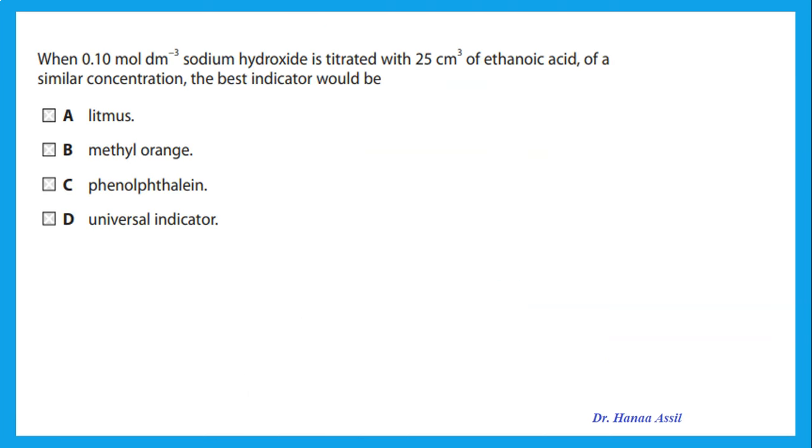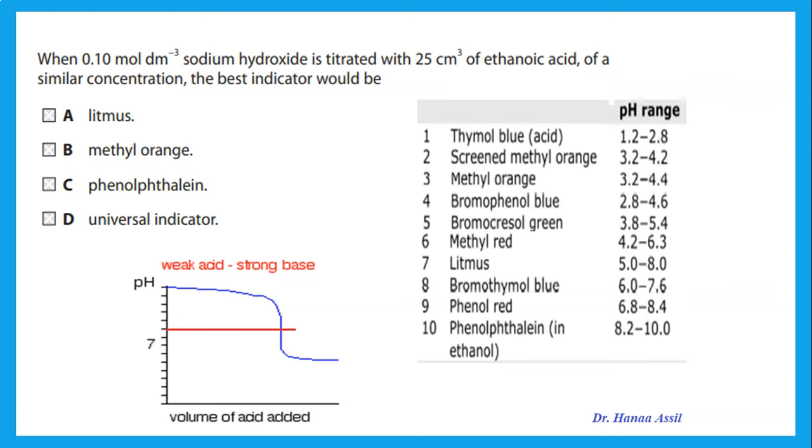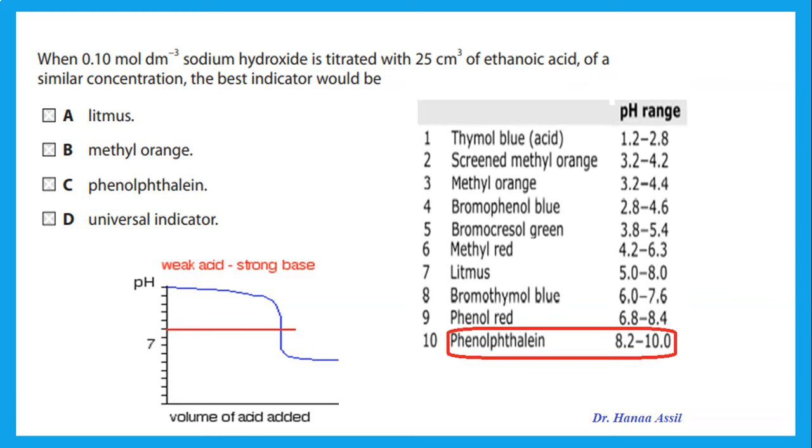So if we say 1.1 mole per decimeter cube sodium hydroxide is titrated with ethanoic acid, so this is what? A strong base with a weak acid. Which one would be the best indicator? So strong base with weak acid, the equivalence point is above 7. Which one is above 7 or around 8? That would be phenolphthalein.